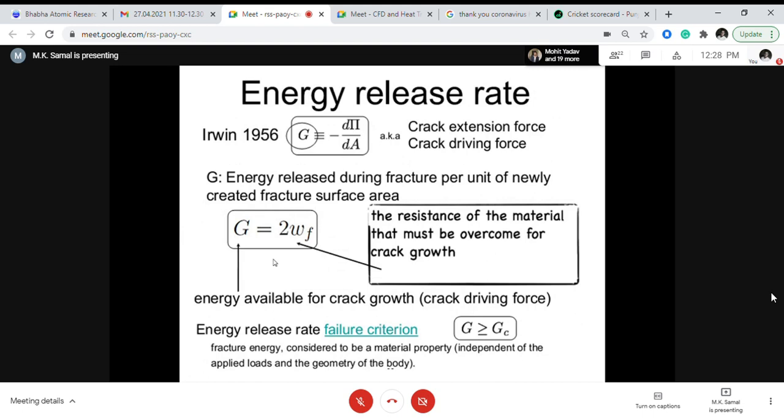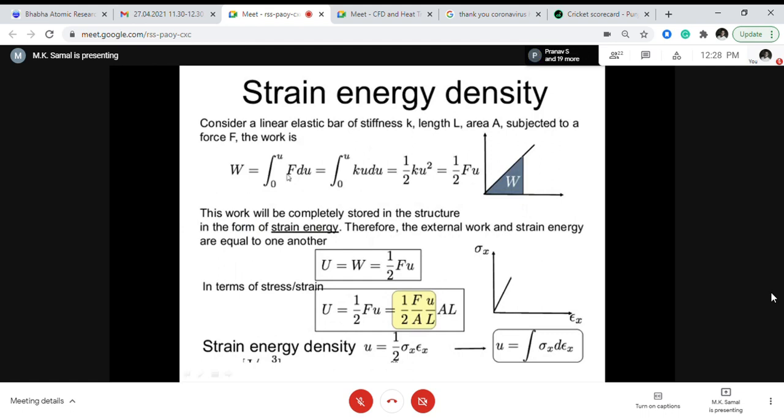Okay, so in the next slide, I will be discussing in general how to calculate G, that is, the strain energy release rate for a given geometry. G requires potential energy, and for potential energy we require two parts: one is the strain energy density, the other is the work done by the forces.